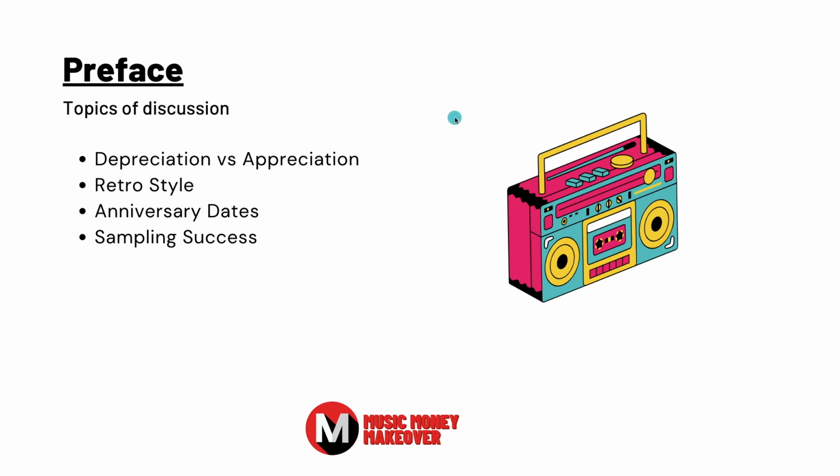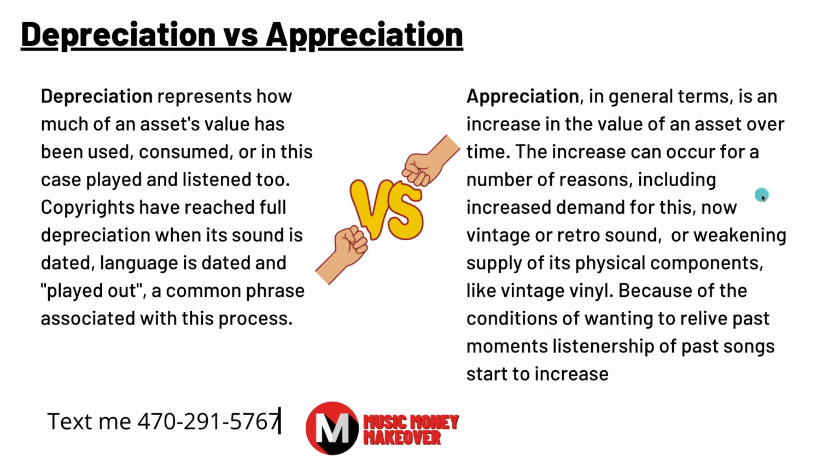So here's what we're going to talk about in today's video. We're going to talk about depreciation versus appreciation. We're going to talk about the retro style of things, and we're talking about anniversary dates and sampling success. All right. So this is a strategy that music producers and artists and possibly songwriters and record label owners and music publishers can use to actually make some money off of catalogs. So check this out. This is how we're going to do this thing.